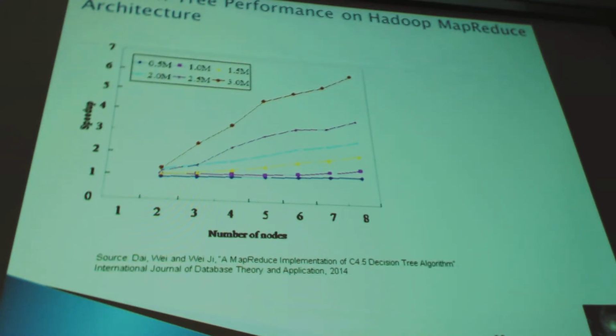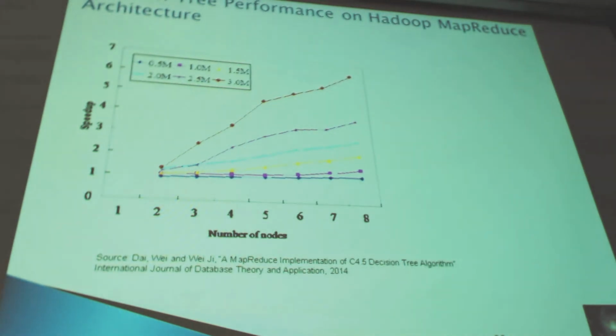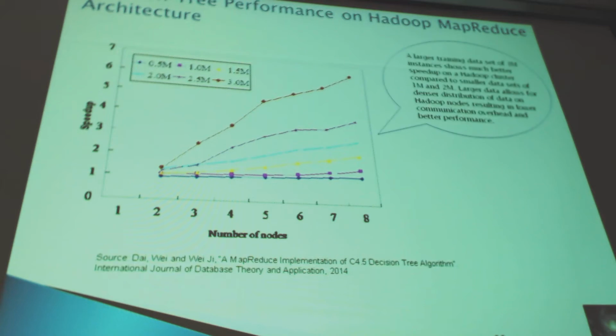So this is the decision tree performance graph. Some researchers in China have done real benchmarking of decision trees on Hadoop architecture. This is an excerpt from the International Journal of Database Theory and Applications in 2014, a very recent publication. The whole experiment was done with different sizes of training data sets: 0.5 million, 1 million, 1.5 million, up to 3 million. It was done on Hadoop with 8 nodes.